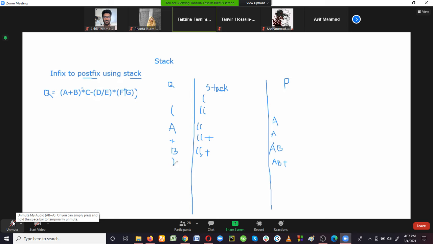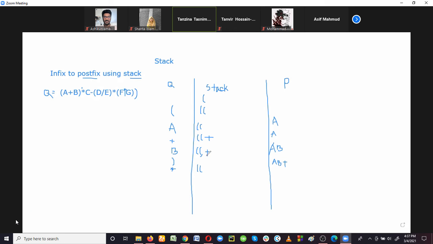The next element is a multiplication operator, and that operator can be placed at the top of the stack. One reason is the multiplication operator's precedence level is higher than the plus operator. That's why we can add it at the top of the stack. And this is our expression with three elements: a, b, and the plus operator. After that, we got an operand, that is c, and that operand can be added to the postfix expression. The stack has four elements: two left parentheses, one plus operator, and multiplication.